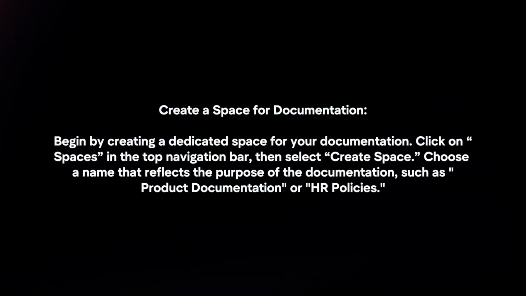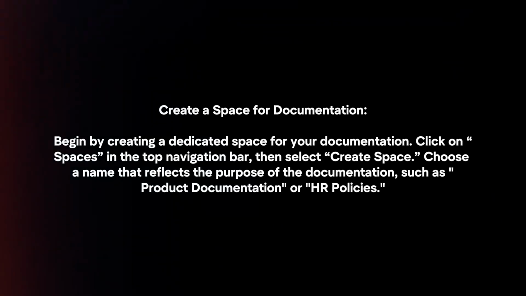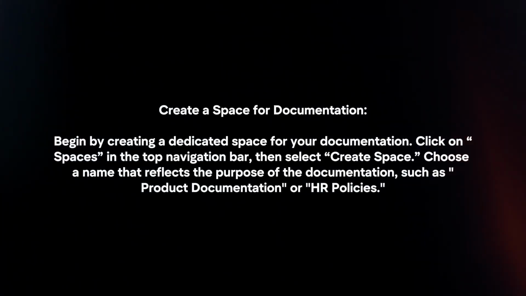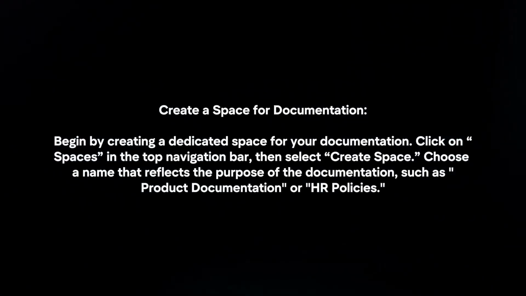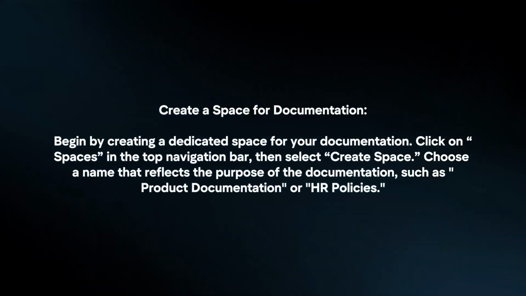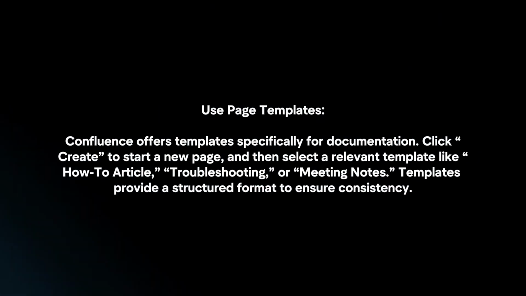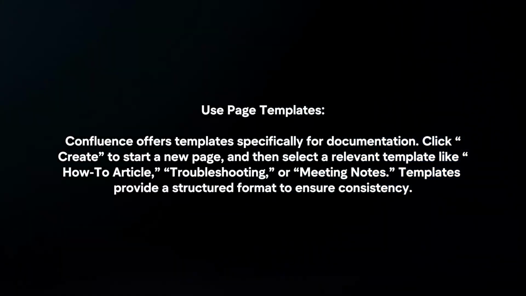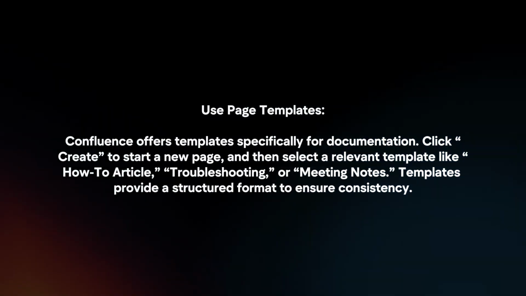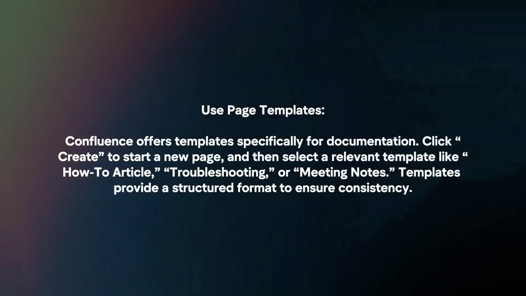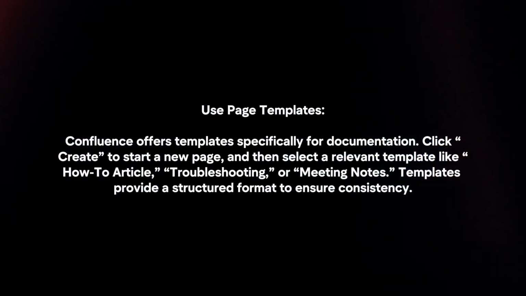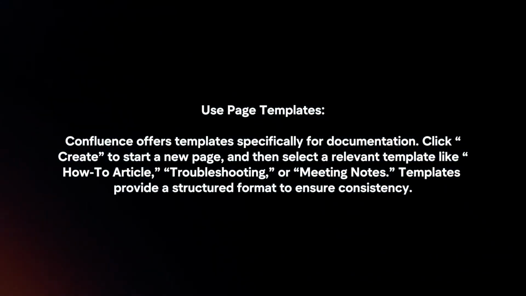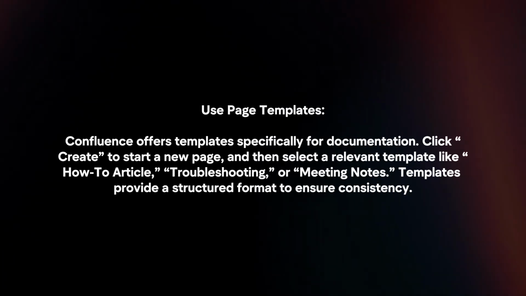Click on Spaces in the top navigation bar, then select Create Space. Choose a name that reflects the purpose of the documentation, such as product documentation or HR policies. Use page templates. Confluence offers templates specifically for documentation. Click Create to start a new page, and then select a relevant template like How to Article, Troubleshooting, or Meeting Notes. Templates provide a structured format to ensure consistency.